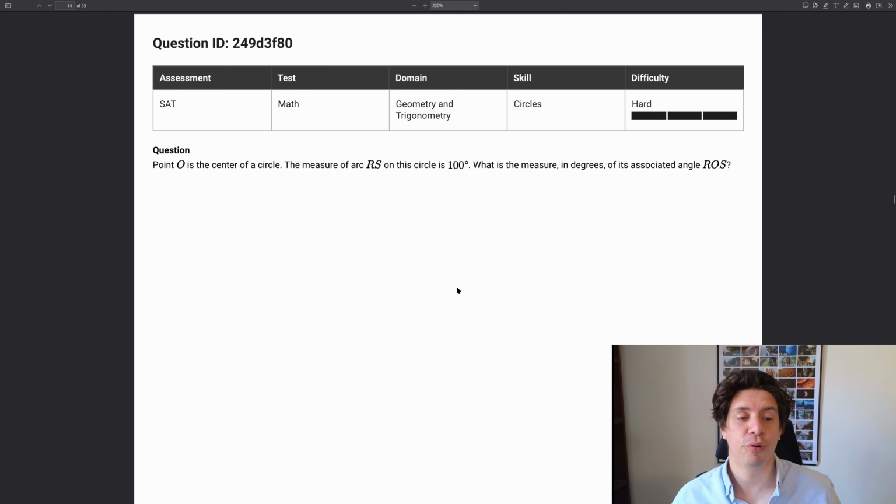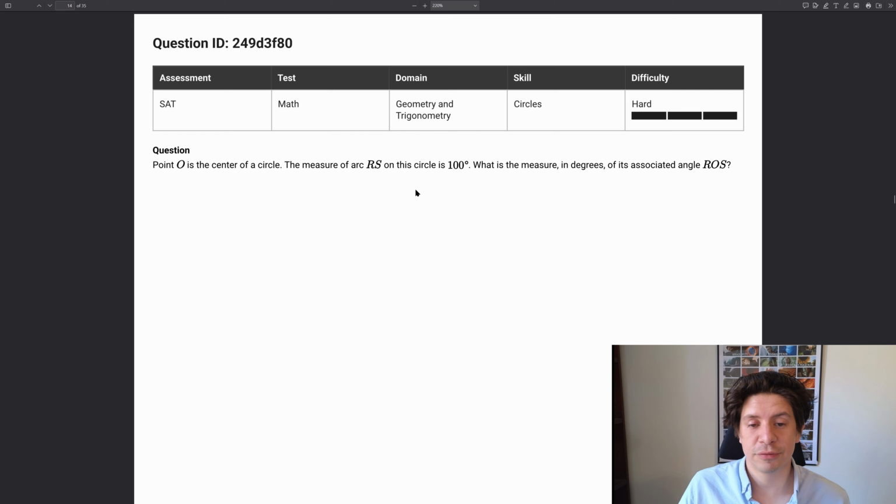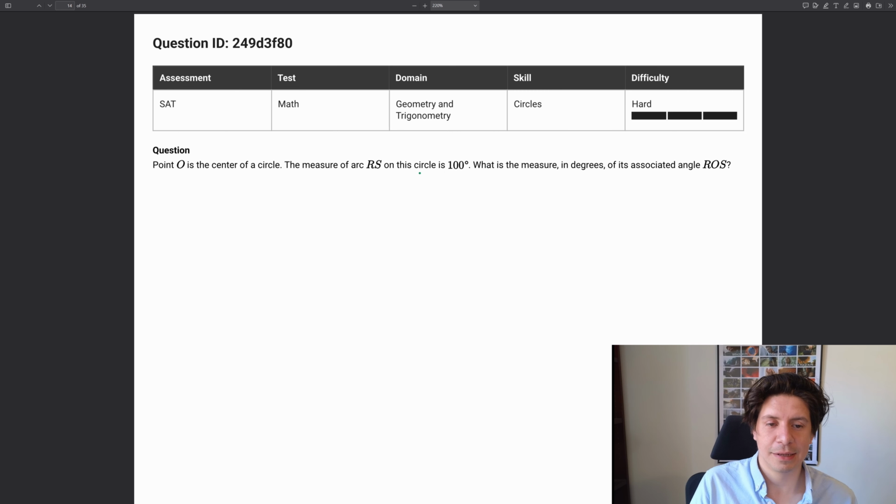And then we have this. Point O is the center of a circle. The measure of arc RS on the circle is 100 degrees. What is the measure in degrees of its associated angle ROS? This one is asking you a very conceptual question. So it's associated angle, and this, right, if it's a central angle, they're always going to be equal. So it's going to be 100 degrees.